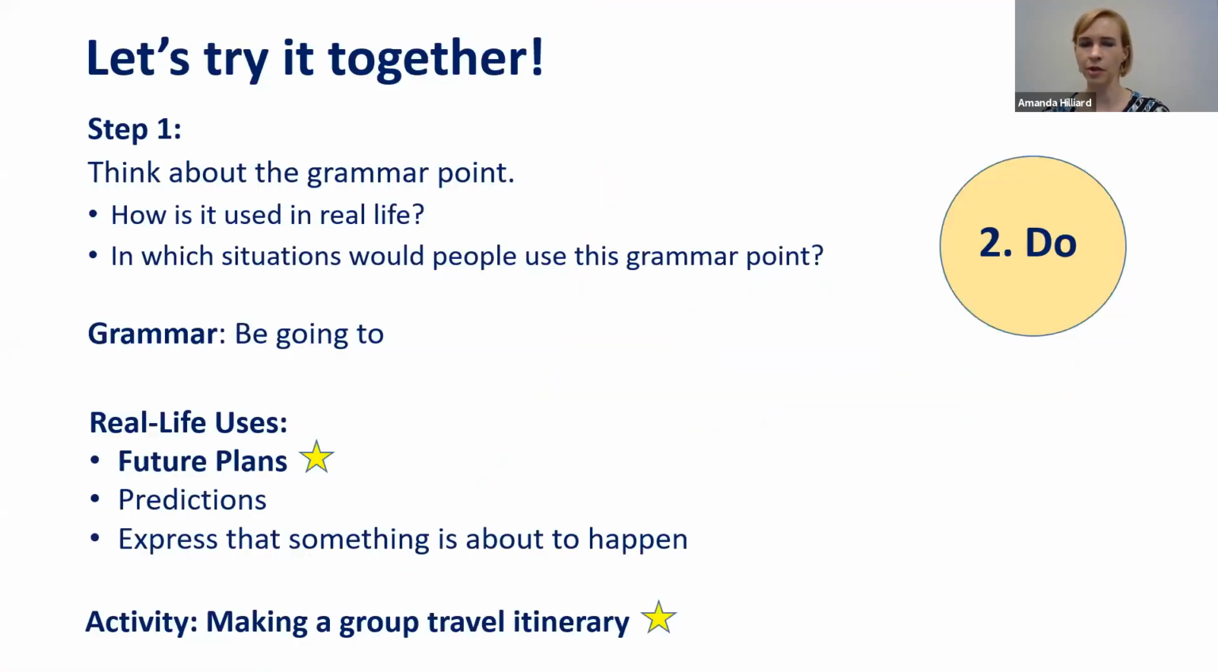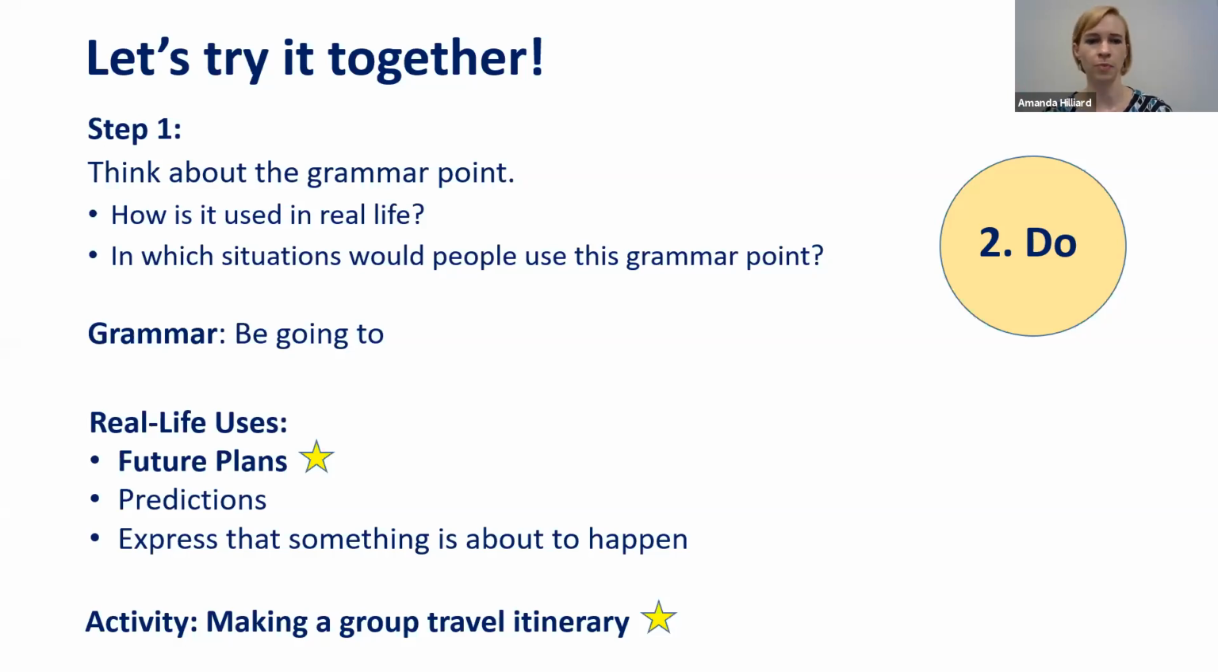So if I'm starting from the grammar, I want to think about the grammar point. How is it used in real life? In which situations would people use this grammar point? So here I've chosen be going to, the verb tense. Some real life uses include future plans, making predictions, or expressing that something is about to happen. So among those, I just choose one. I can use other activities later to teach other uses.